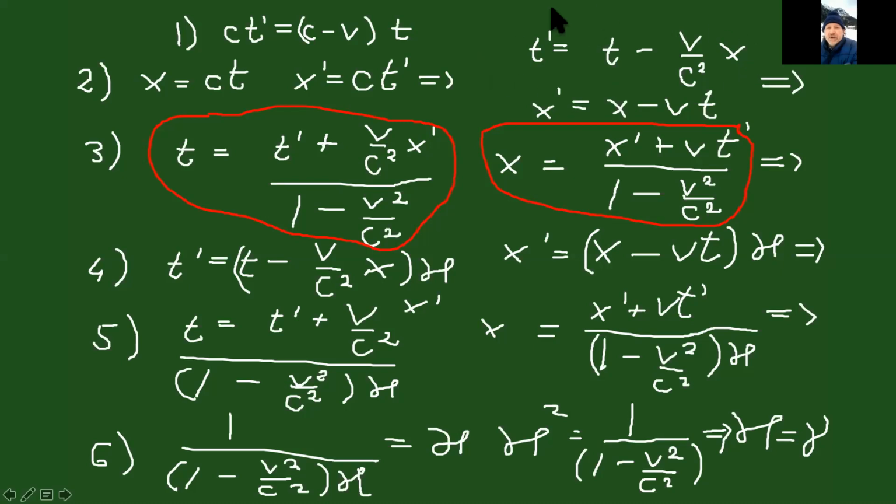And we can now write v over c times t in terms of x, and we have that t prime is equal to t minus x v over c squared. Okay, so we have the simplified transformation.